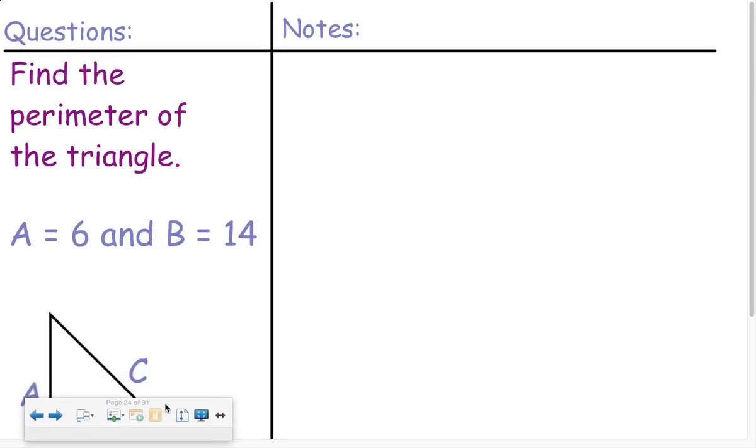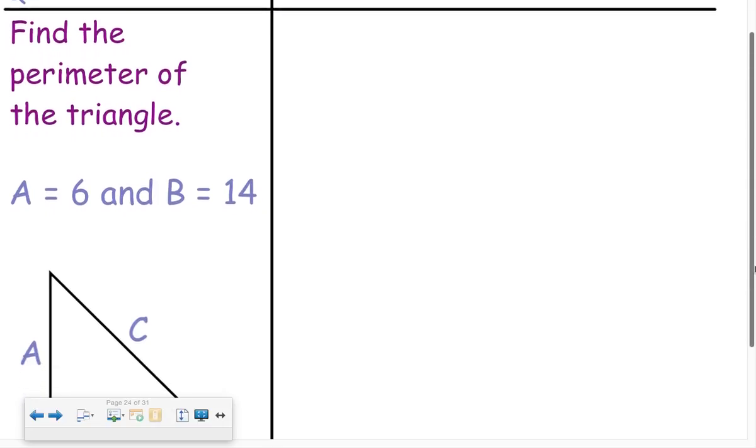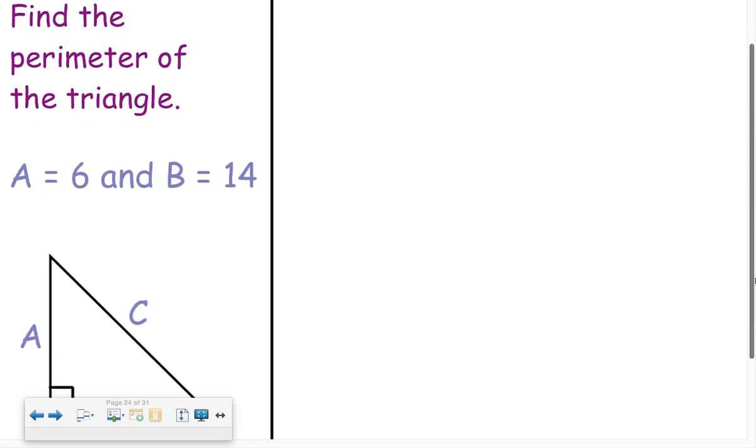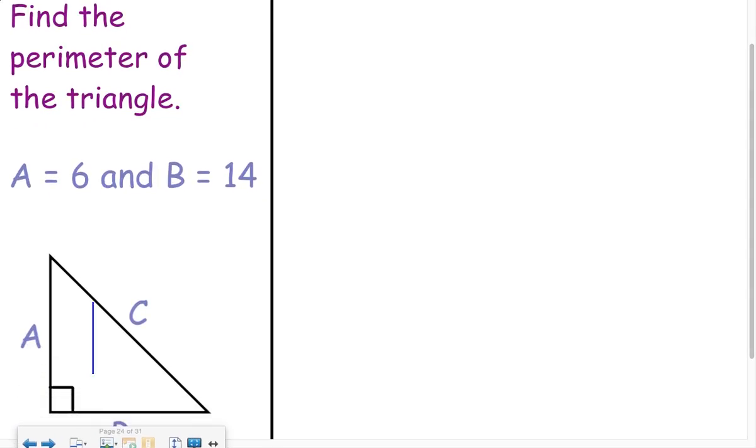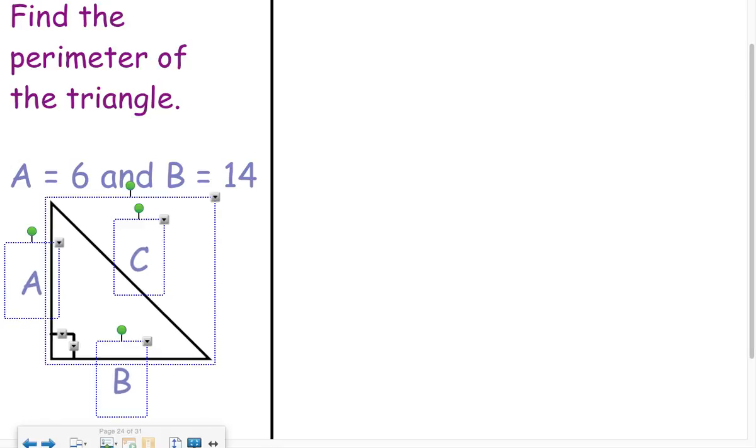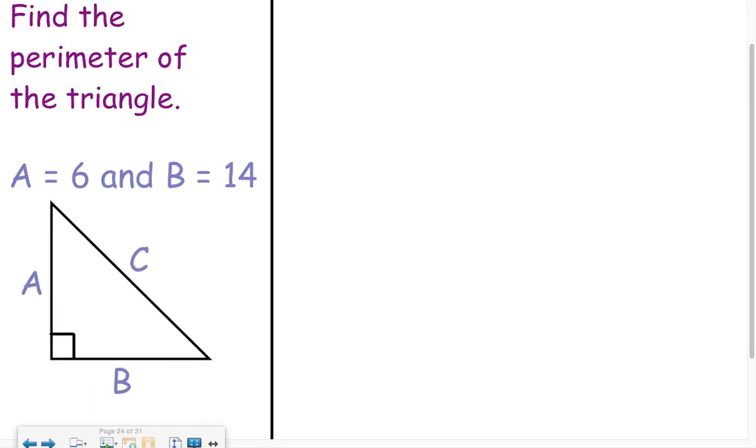Alright, so find the perimeter of the triangle. So we have a triangle ABC. I am going to start by labeling the triangle sides that were given. So we are given A is 6, B is 14, and then we have to find the perimeter.